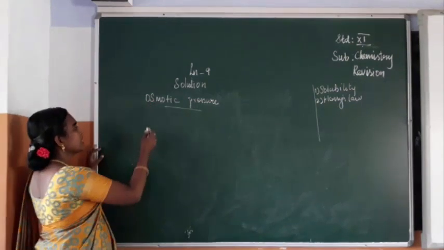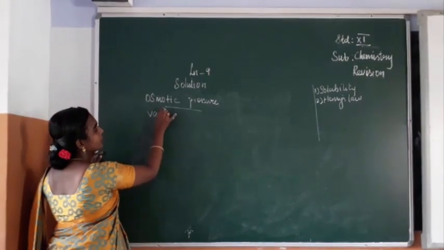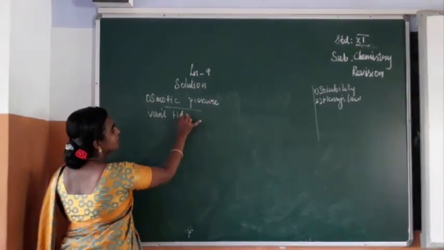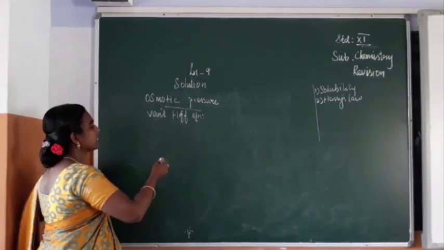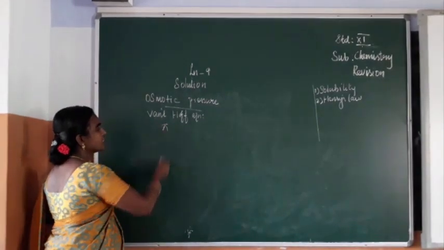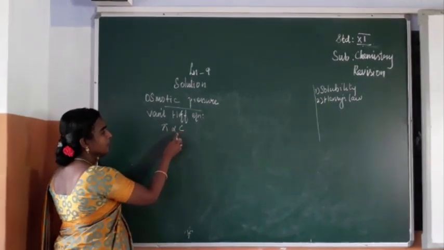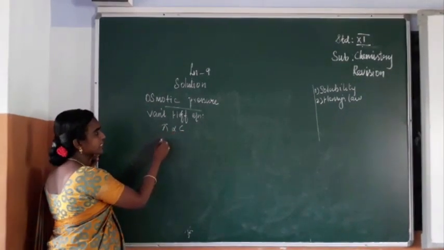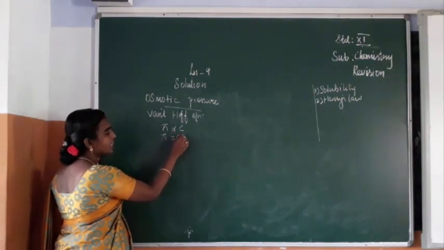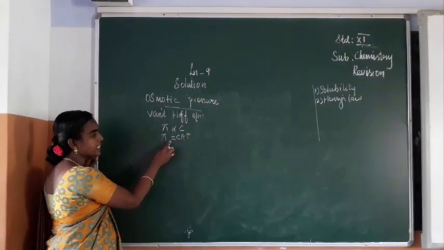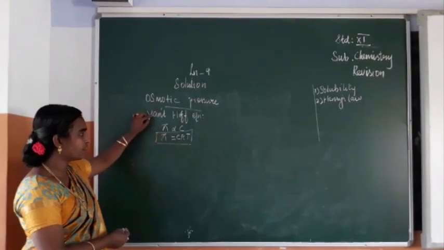So mathematically, osmotic pressure is given by pi, which is proportional to the molar concentration C. C is the concentration. To change this proportionality sign, we are introducing RT as the constant. So pi is equal to CRT. This equation is known as the van't Hoff equation.